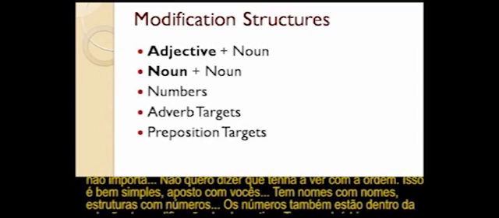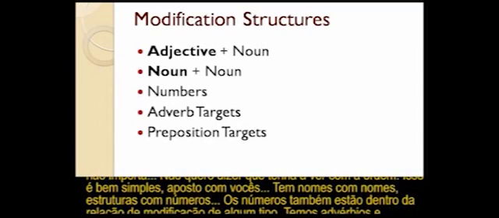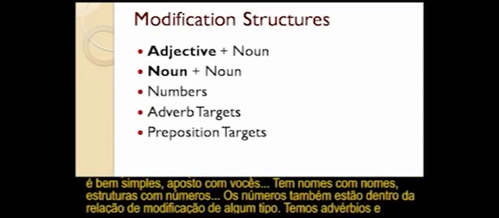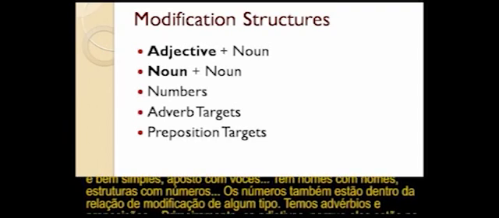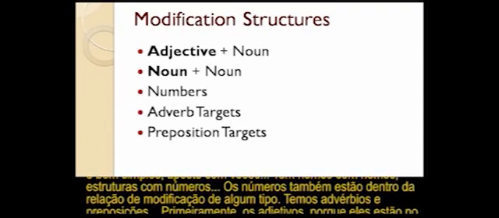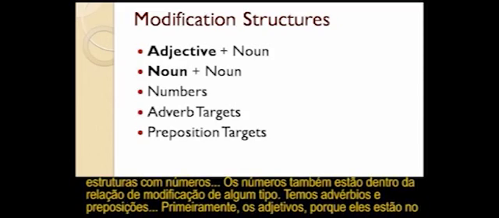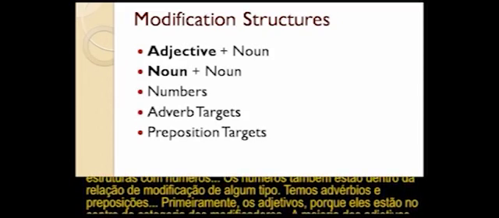Very simple stuff. Then you have nouns with nouns. You have structures with numbers. Numbers are always in a modification relation of some kind. You have adverbs and you have prepositions. First of all, adjectives, because that's sort of the center of the category for modifiers.